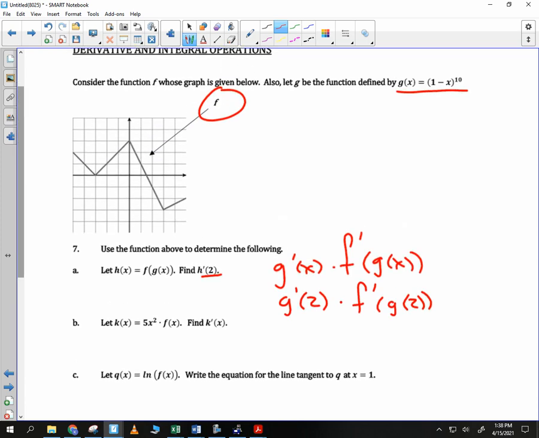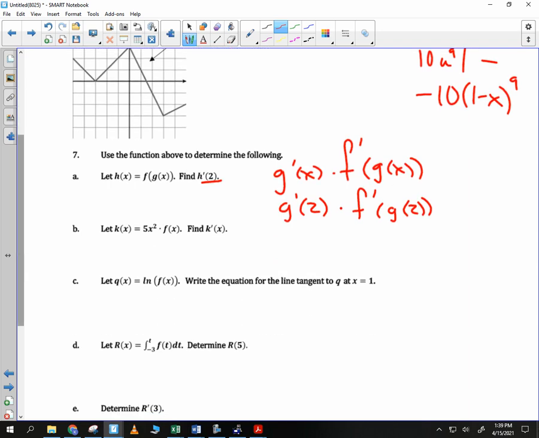How do I figure out that derivative? Good, chain rule. u to the 10th, 1 minus x. Derivative of 1 minus x, negative 1. Derivative of u to the 10th, 10 u to the 9th. So I get negative 10 times 1 minus x to the 9th. What do I plug into that thing? I plug in 2. What's 1 minus 2? Negative 1 to the 9th, negative 1. Negative 1 times negative 10? 10. Cool. So it looks like we've got 10 right there.